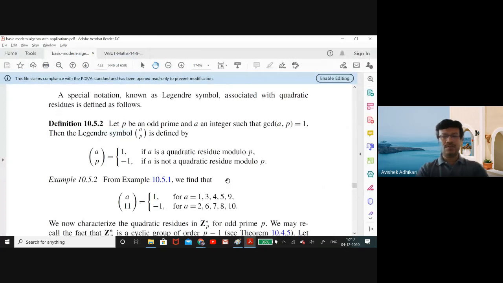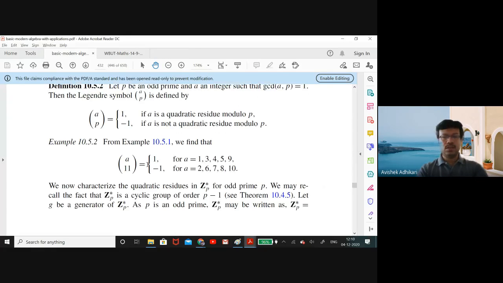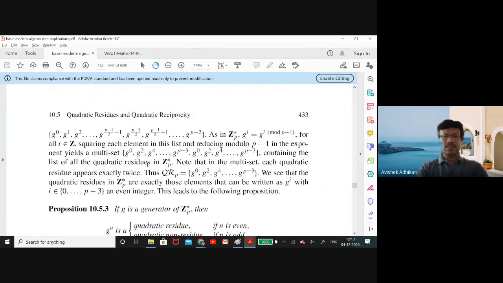So in case of my previous example, modulo 11, this value is 1 for 1, 3, 4, 5, 9, and -1 for 2, 6, 7, 8, and 10. So let us try to see how these values could be generated.